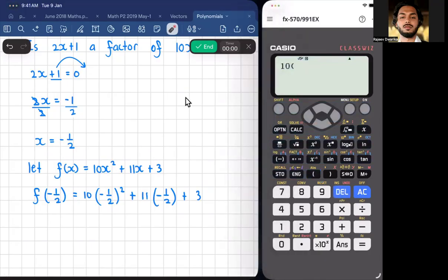Wait, give me a second. Annotate. All right.